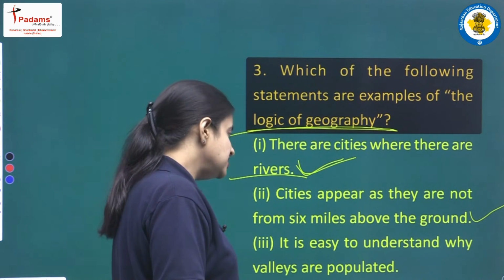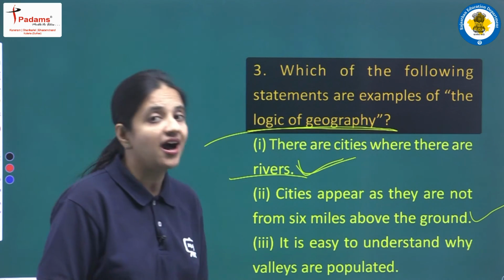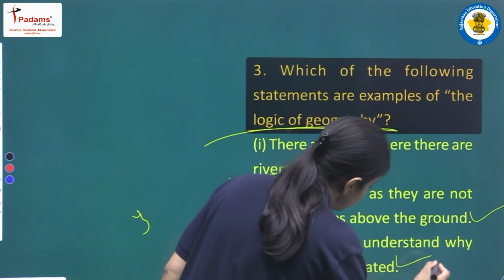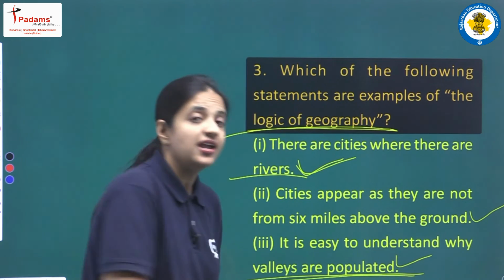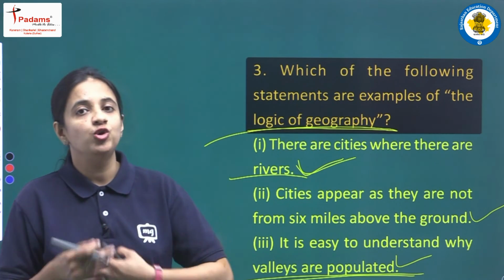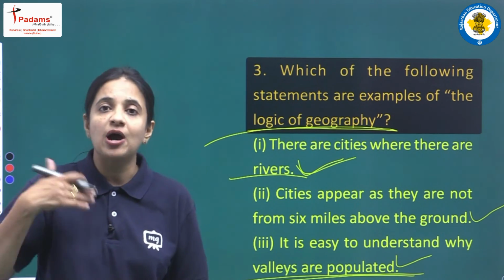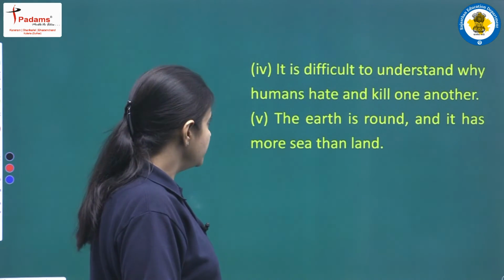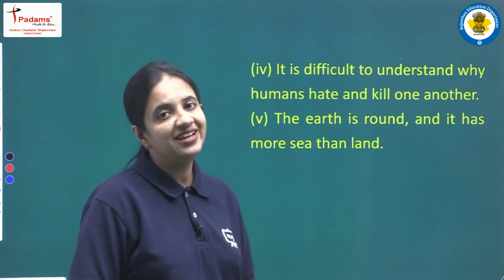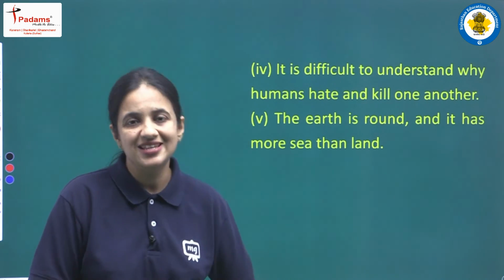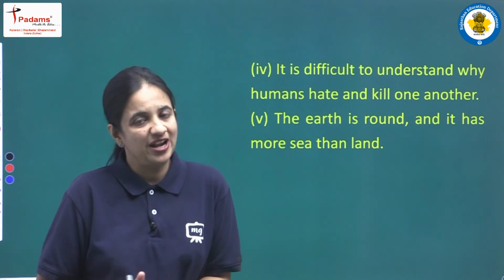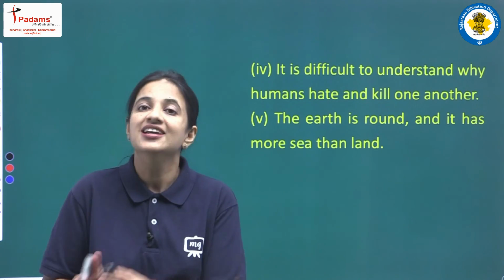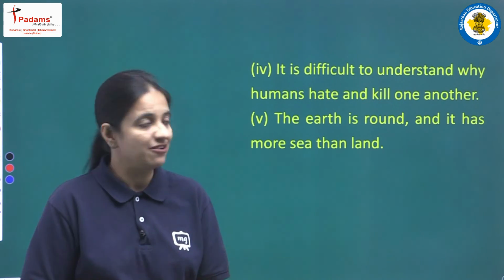Next, it is easy to understand why valleys are populated. Again, this is a logic of geography, that all the valleys are more populated comparatively to hilly areas and mountain ranges. Next is, it is difficult to understand why humans hate and kill one another. So no, this is not related to geography, why we human beings hate each other, why we kill each other.